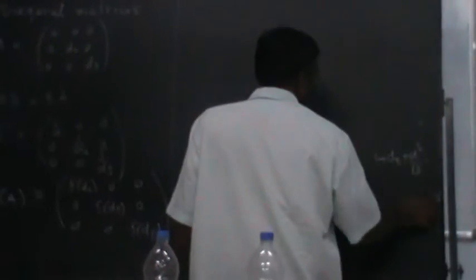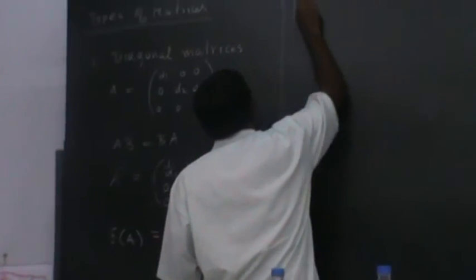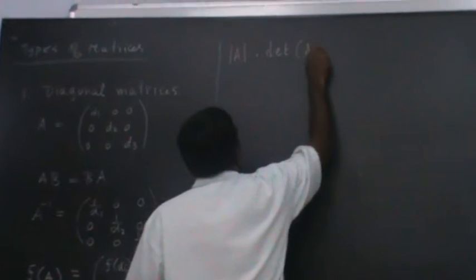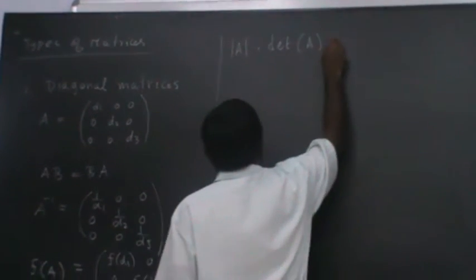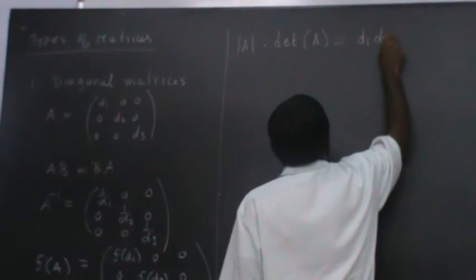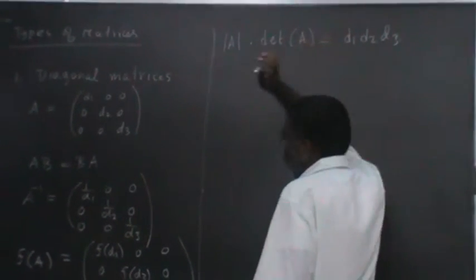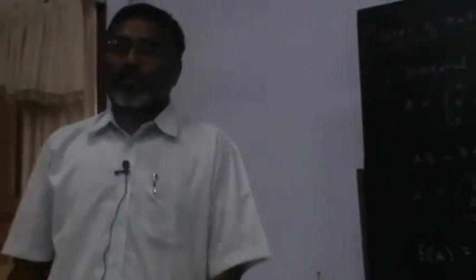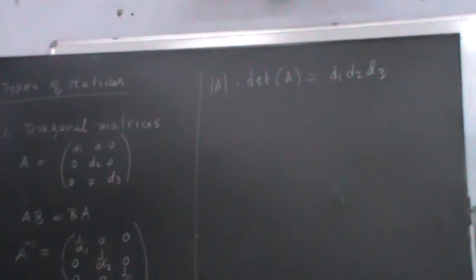And of course, the determinant of A is equal to D1, D2, D3, the product of the diagonal elements. The determinant of A is equal to D1 D2 D3. Okay?